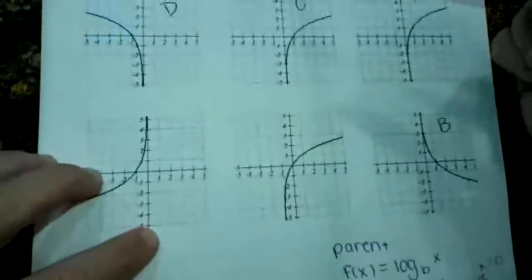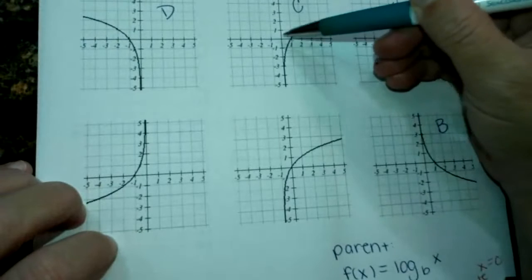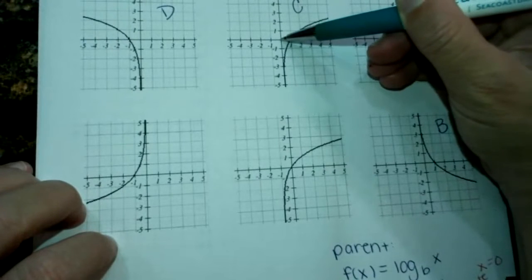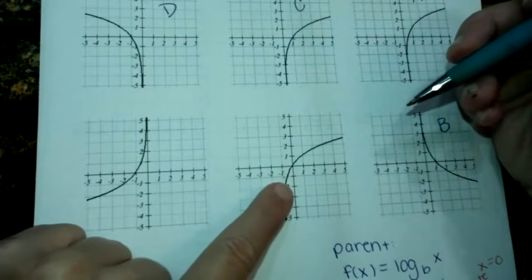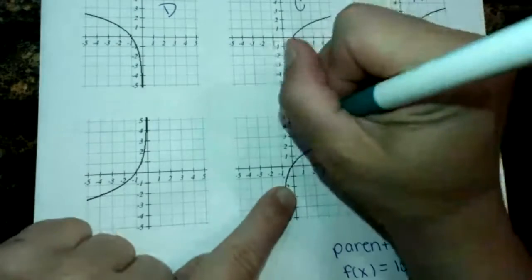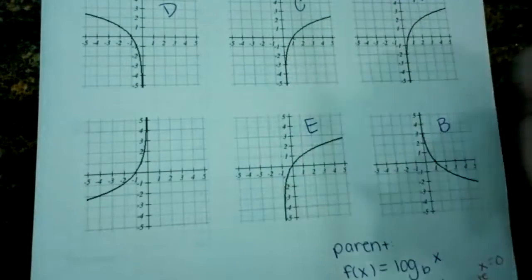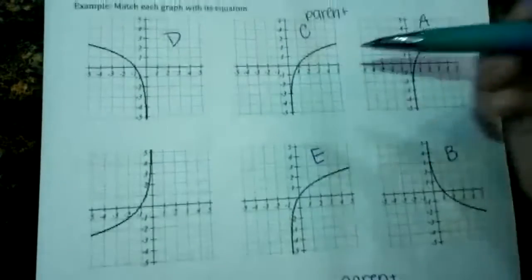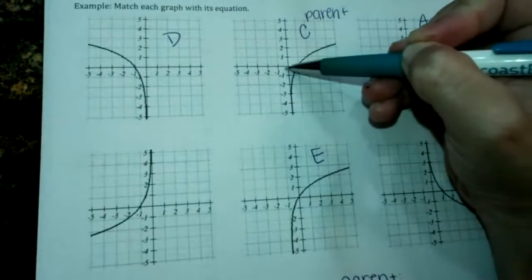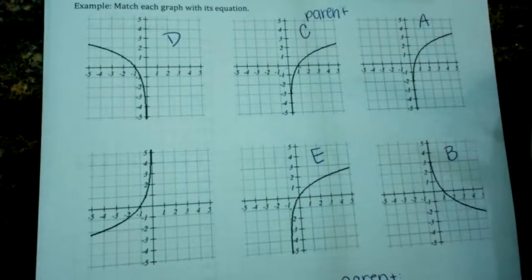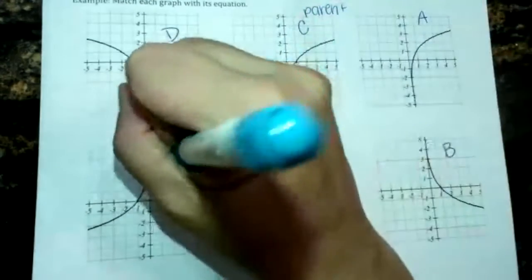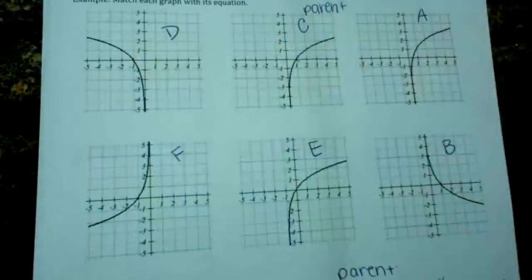So taking our graph and shifting it over 1. So instead of 1, 0, it's going to be at 0, 0. Looks like this graph right here. So that would be E. Taking this original parent, we're always going back to the parent, and we're shifting it over 1. So that means this last one's F, but let's talk about why.